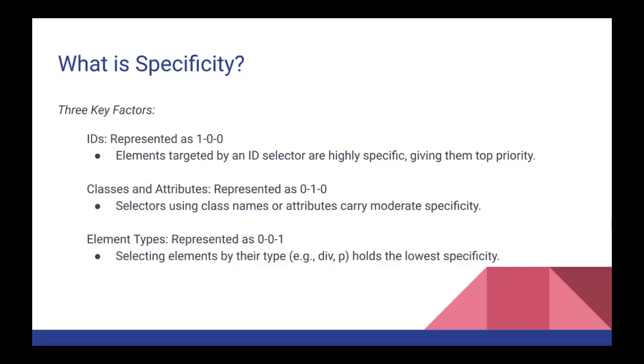So just to start off, what is specificity? I found a definition online that I like. It says specificity is the algorithm used by browsers to determine the CSS declaration that is the most relevant to an element, which in turn determines a property value to apply to the element.